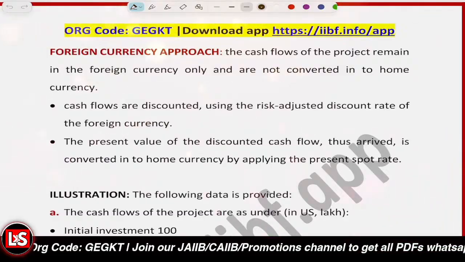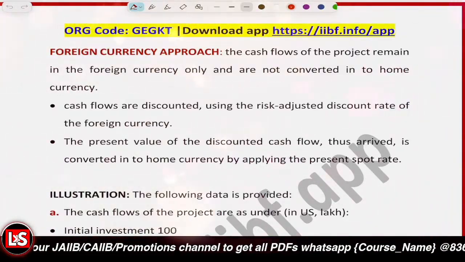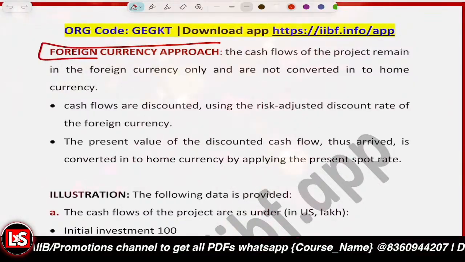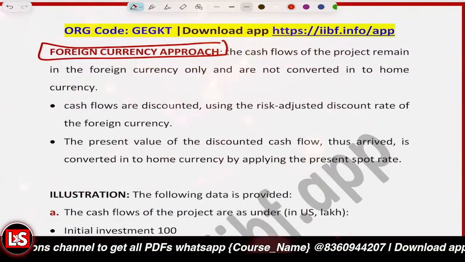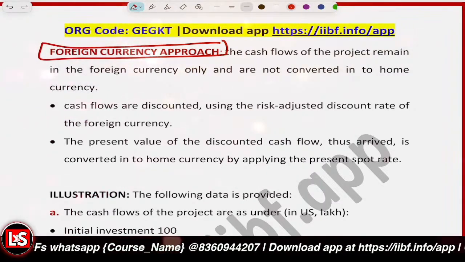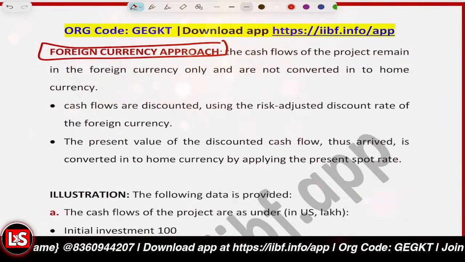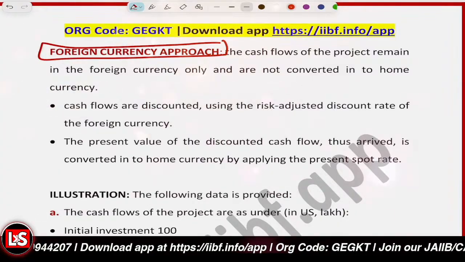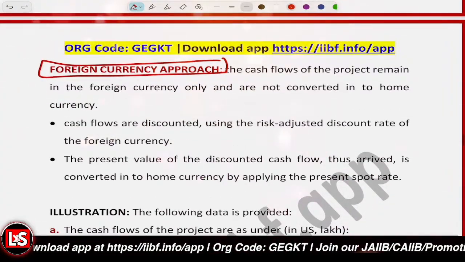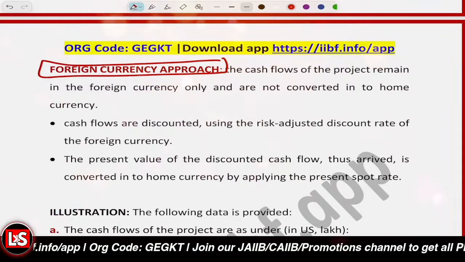Hello friends, welcome to learning sessions. Today it's the second session for capital budgeting for international projects investment decision, and we are going to learn from the first topic, the foreign currency approach. We have already covered the home currency approach in the previous session, and now we are going to start with the foreign currency approach.